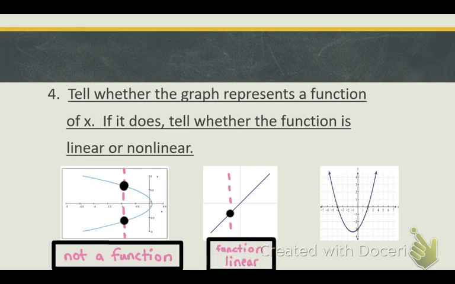Stephen, if you do the vertical line test, how many times does it hit your line? Only one time. So is it a function or no? Yes, it is. It is a function.